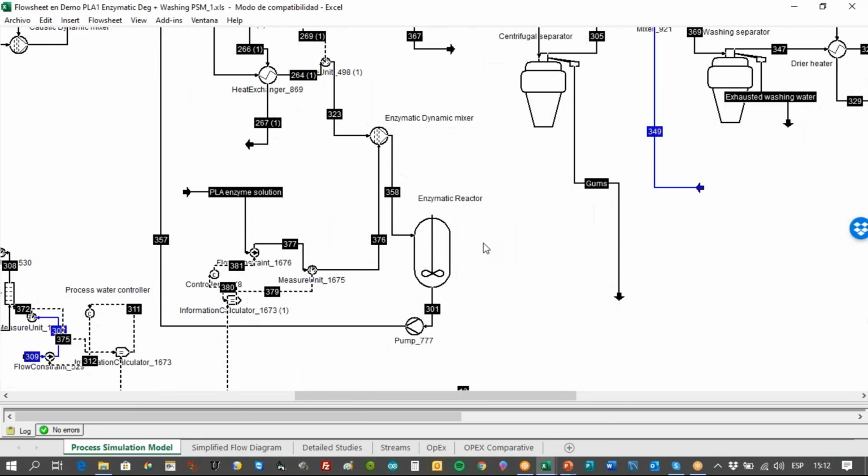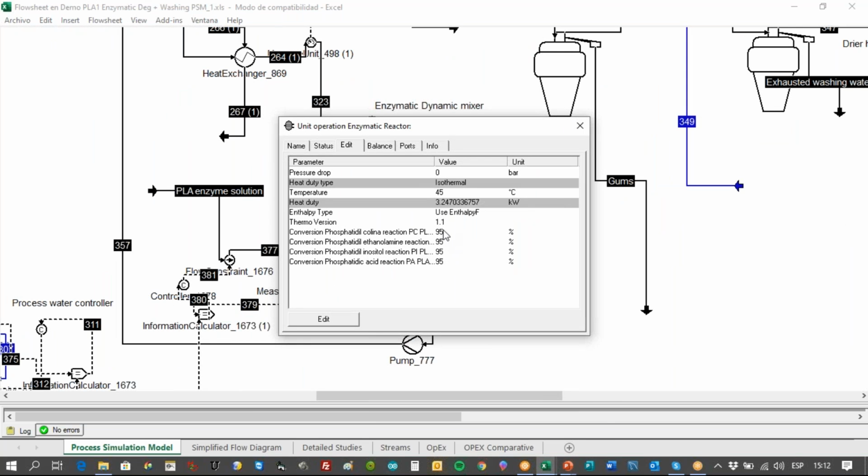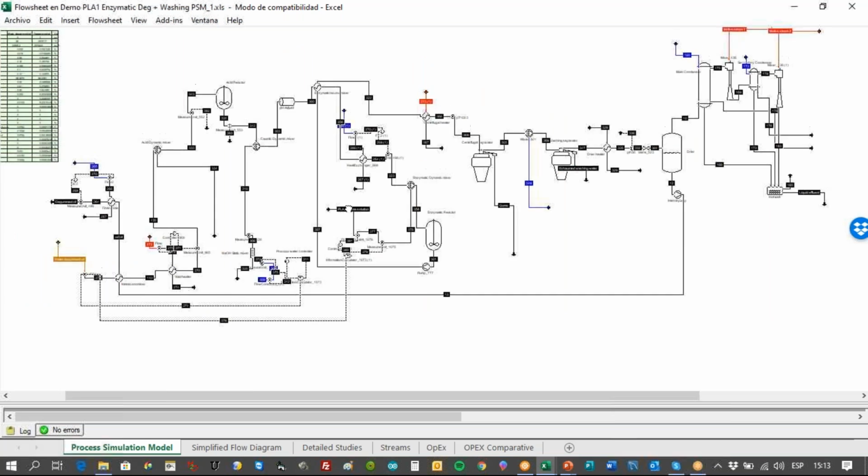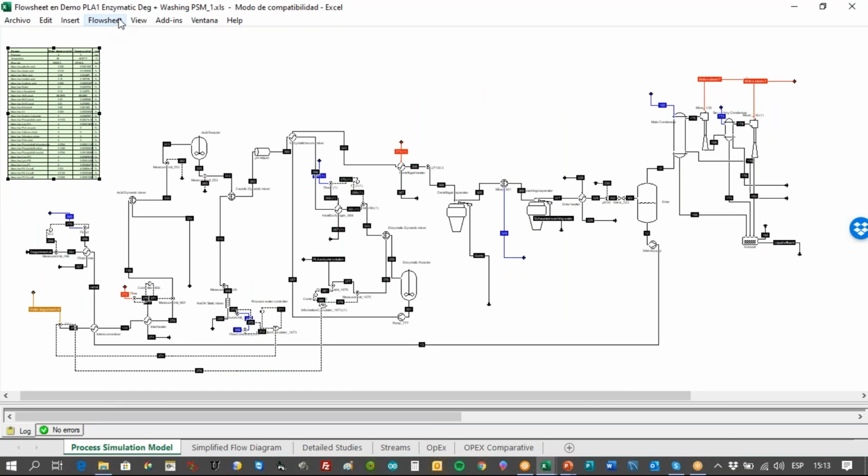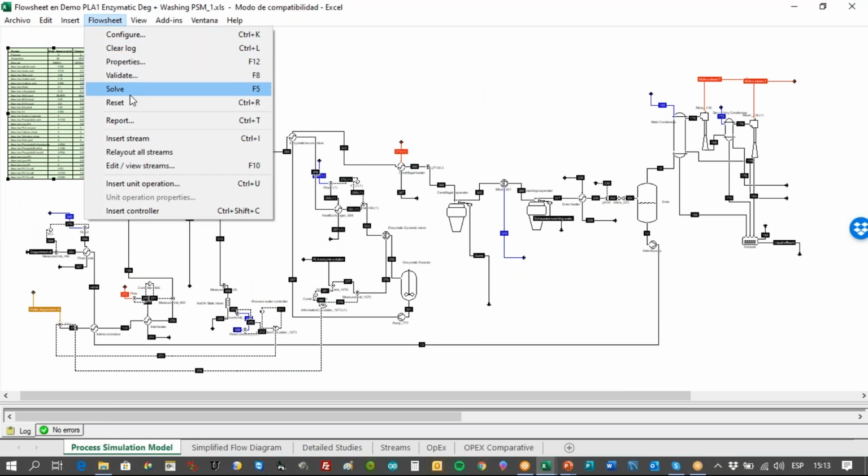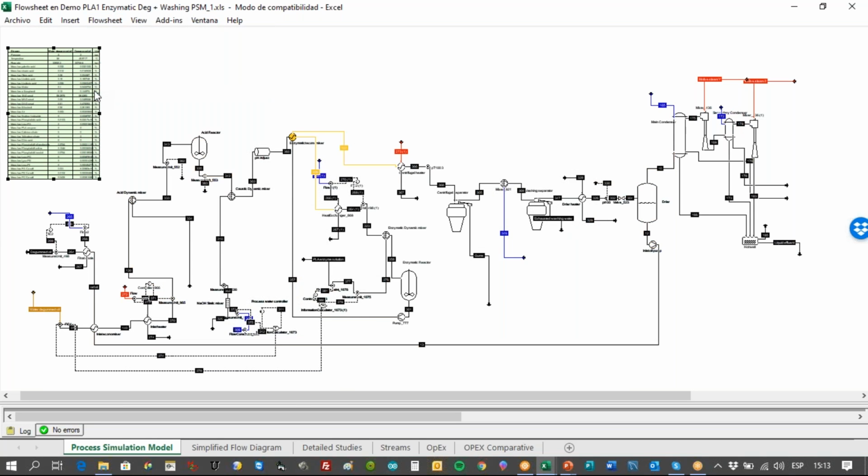And in the case of the enzymatic reactor, I'm going to change from 95 to 70. Okay. So since I change some input information of the model, go here and click on solve. Now the model is running. Sometimes depending on the change, it takes a while.